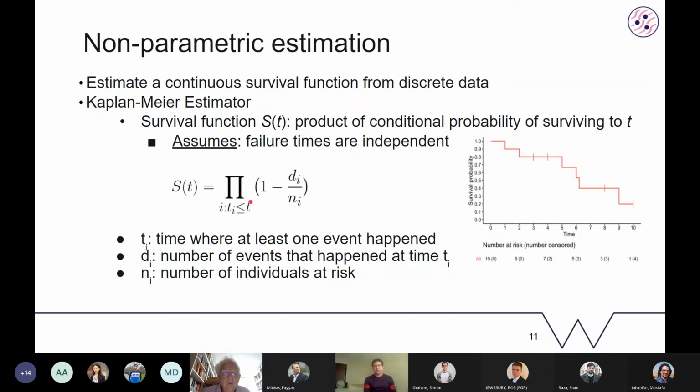to time T, we take the product of these conditional probabilities, where the Di is the individuals which have experienced the event at this time Ti, and the Ni would be the number of individuals at risk at time Ti, which means how many individuals have survived till this time, and this will give us the survival function, which we can visualize with the Kaplan-Meier curves. And this tick bar will represent the censoring event, and the drop in the curve means there is an event occurring there.